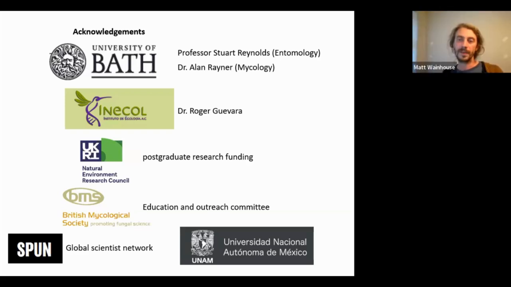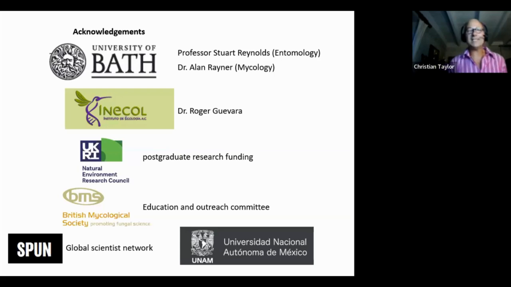Fantastic. There's another question in the chat, which is, how did you arrive at the 70% of fungal diversity in a forest being in the canopy? Oh no, not the diversity, it's the activity.